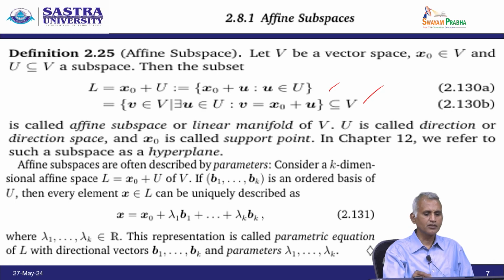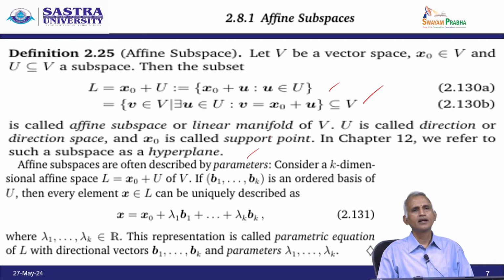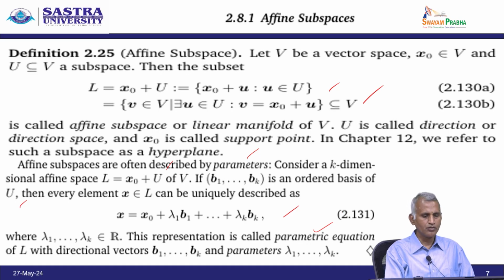Now, affine subspaces are often described by parameters. Consider a k-dimensional affine space L equal to x naught plus U. If b1, b2, up to bk is an ordered basis of U, then every element x in L can be uniquely described as x equal to x naught plus lambda 1 b1 and so on up to lambda k bk, where lambda 1, lambda 2 and so on up to lambda k are in R. This representation is called the parametric equation of L, and b1, b2 are the directional vectors and lambda 1, lambda 2 and so on up to lambda k are parameters.